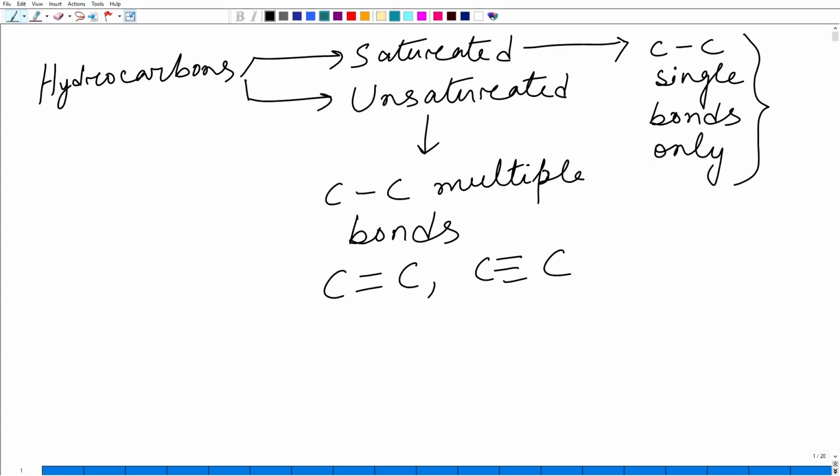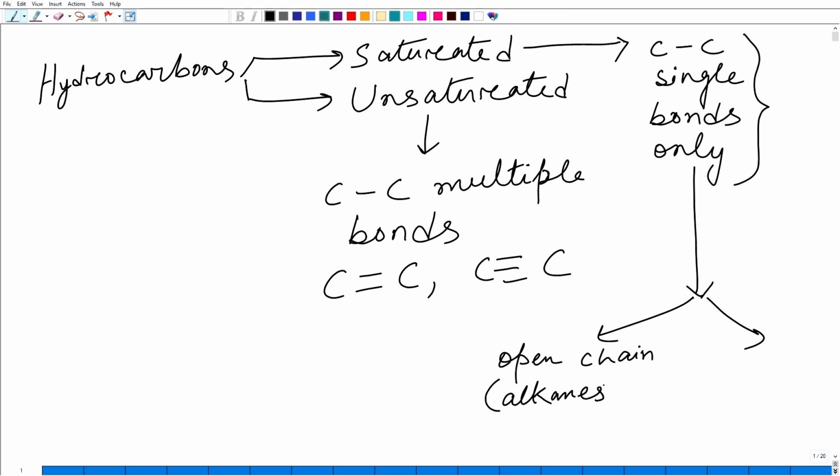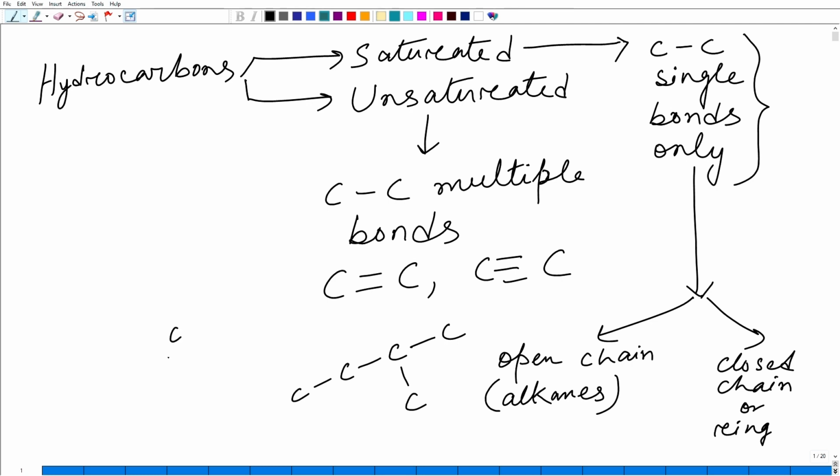Okay. So, in the saturated hydrocarbons, there can be again two types. One possibility is open chain. Generally, we call them alkanes. Okay. Open chain means like this, there will be no closed loops. It can be straight or branched. And another type is closed chain or rings. That is, there will be some cyclic system like this, a 3-membered ring, or this is a 6-membered ring. So, for such compounds we call them cycloalkanes.